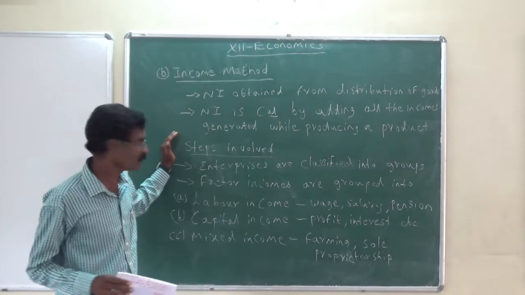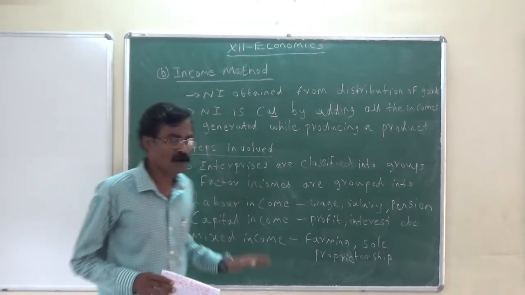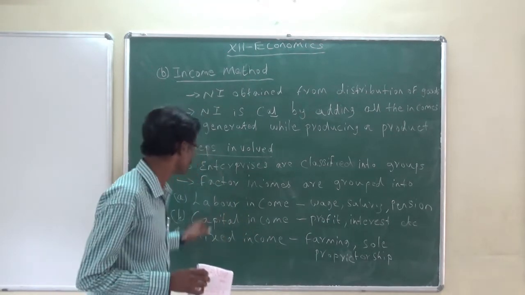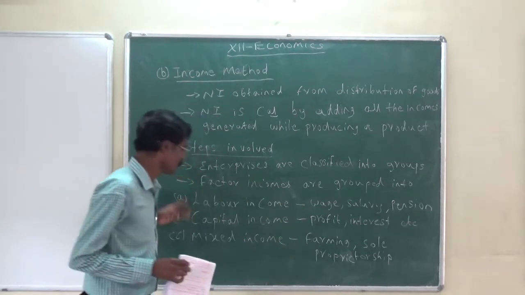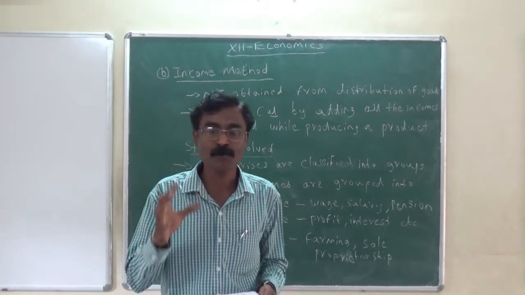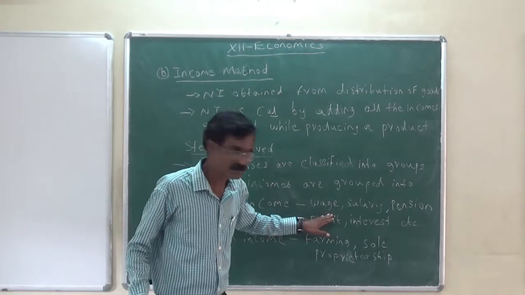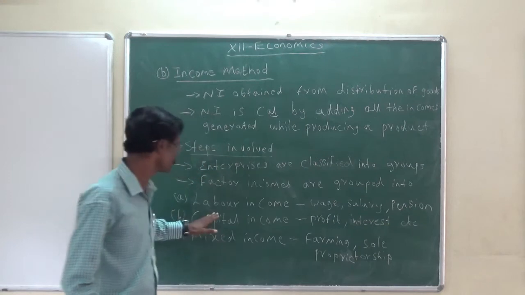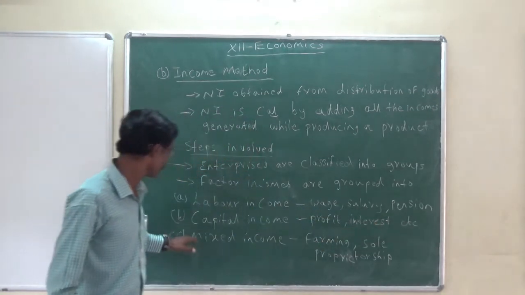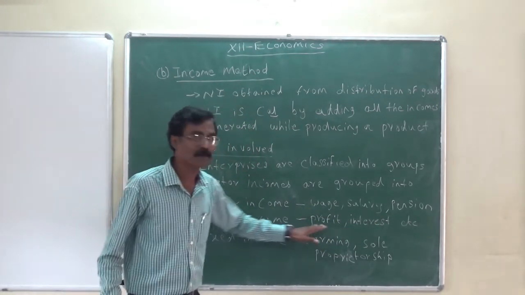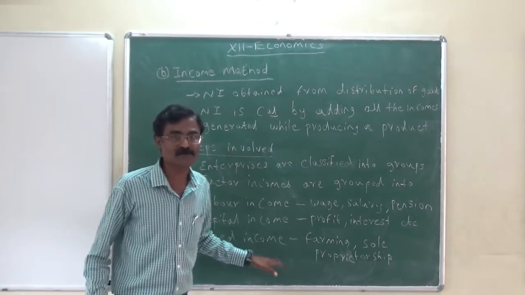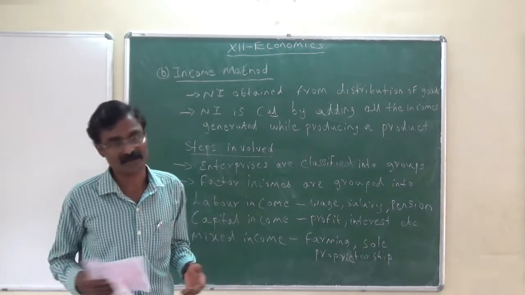Now what are the steps involved in measuring the national income? First, enterprises are classified into individual groups, and factor incomes are grouped into 3 income groups. The first one is the labor income, that is the income obtained by labor in the form of wages, salary, pension. Next is the capital income, which is profit, interest, dividend, etc. Next, mixed income comes from farming or sole proprietorship.